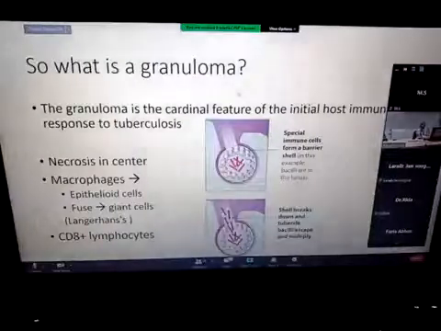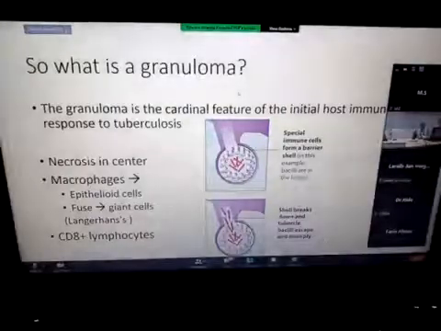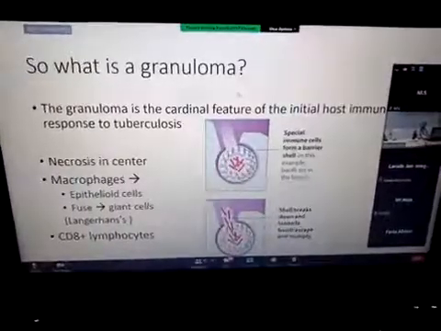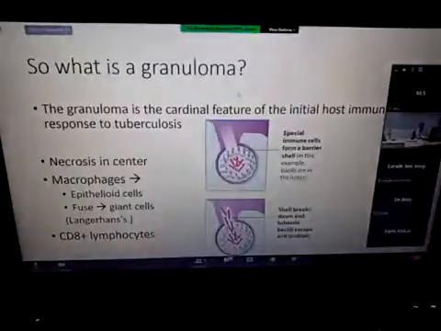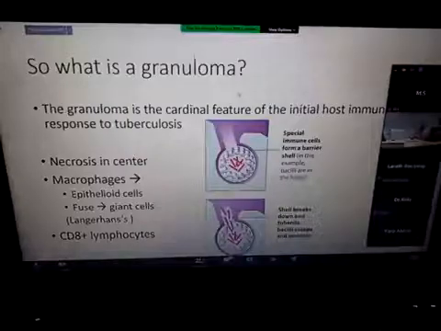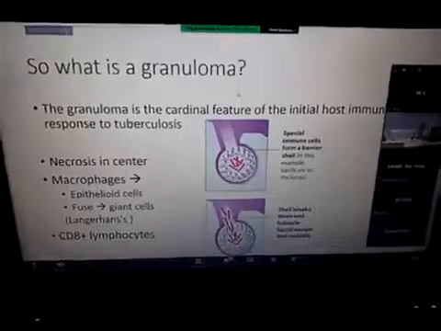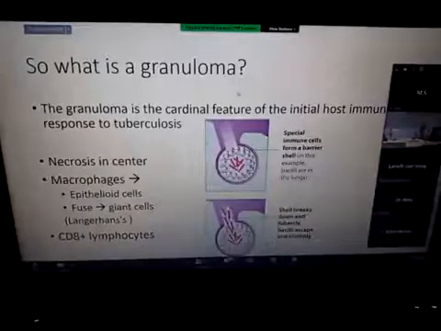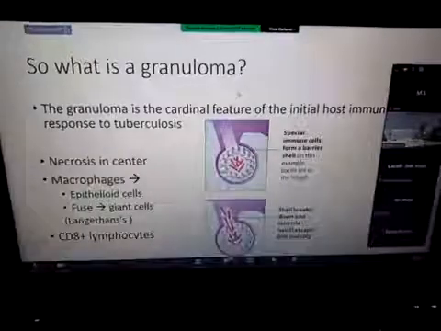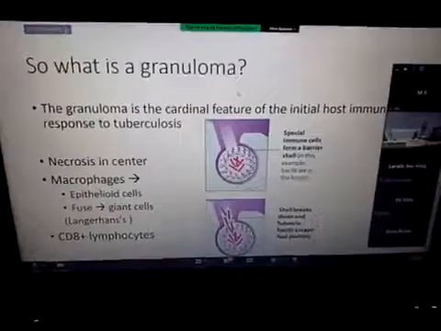What is a granuloma? We know that it's a cardinal feature of the host response. In TB particularly, there is necrosis or caseation in the center. Caseation is where the necrosis has a very high lipid component, and that is what we call caseous material, right? And this lipid component is obviously acidic, so on H&E it stains pink. Right? Okay.